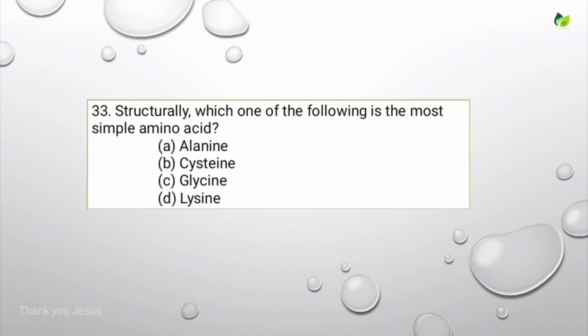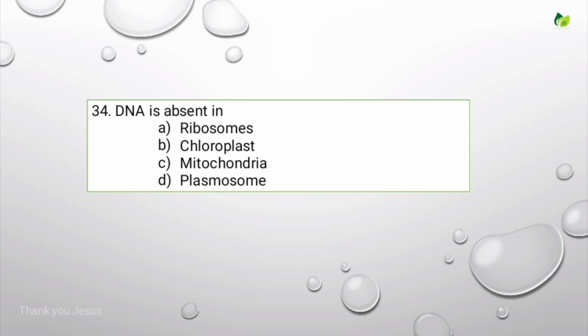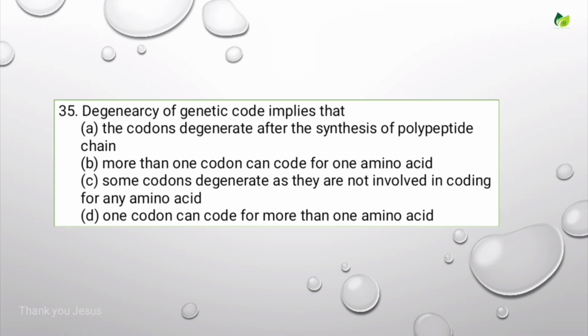Structurally, which one of the following is the most simple amino acid? Options are alanine, cysteine, glycine, lysine. So, glycine is the most simple amino acid. So, let's see the next question. DNA is absent in ribosomes, chloroplast, mitochondria, plasmosome. So, DNA is absent in ribosomes. Let's see the next question.